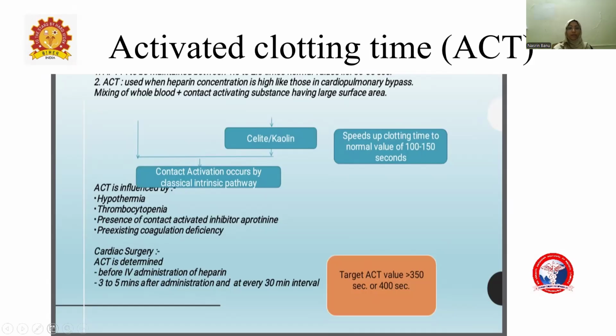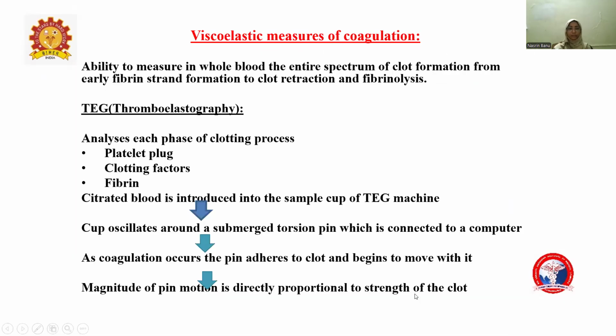This ACT is influenced by hypothermia, thrombocytopenia, the presence of contact activator inhibitors such as aprotinin, and pre-existing coagulation deficiency. In cardiac surgery, ACT is determined before administration of heparin, 3 to 5 minutes after administration, and at every 30 minutes interval. For patients undergoing cardiac surgeries, the target ACT value should be more than 350 to 400 seconds.